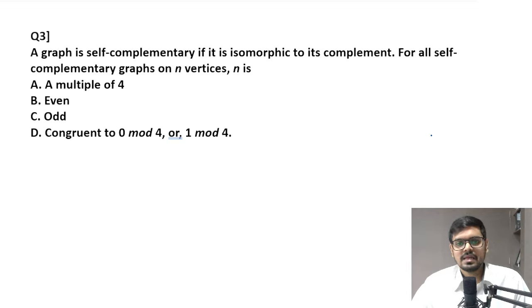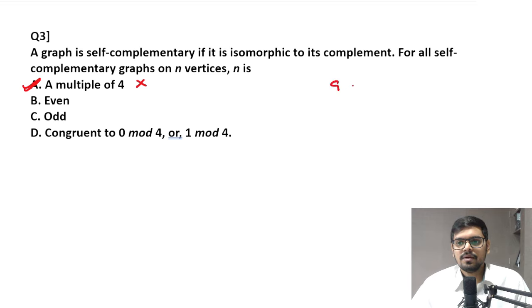A graph is self-complementary if it is isomorphic to its complement. They are giving the definition of self-complementary. So for all self-complementary graphs on n vertices, n is what? We have 4 options. Tried? I know a lot of students are like, obviously multiple of 4, wrong. That was the trap. Why, sir?